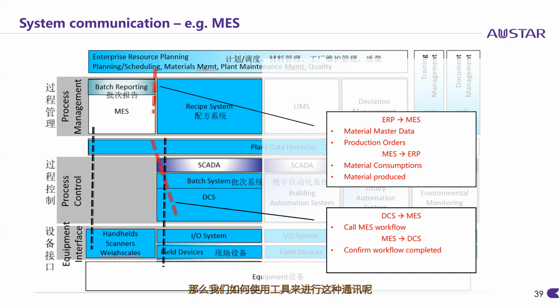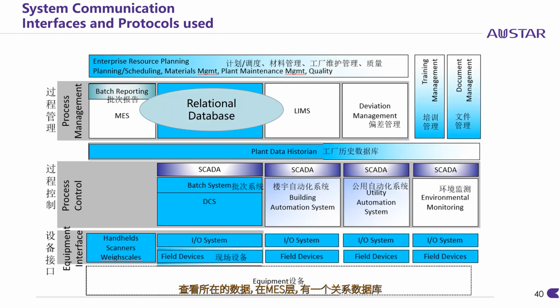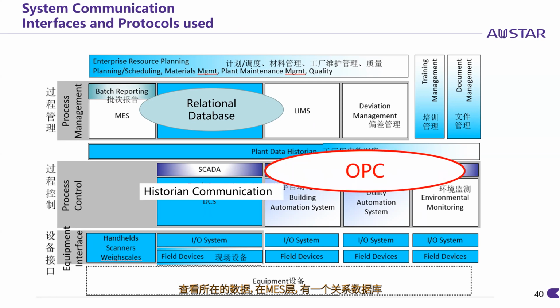So which tools do we use to do this communication? Look at the data where they are. In the MES layer, we typically have a relational database. And the communication between DCS and the automation system is typically done by a technology called OPC. This is a standard protocol that allows data to be sent from any of these systems to the historian.